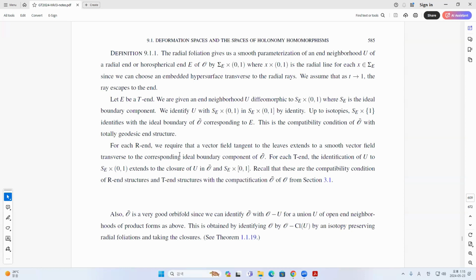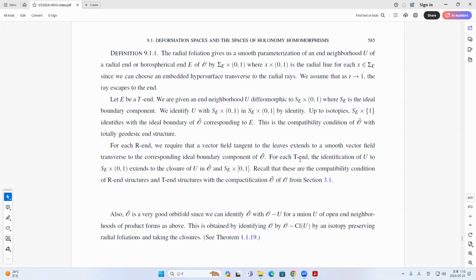And for R ends, we require that the vector field tangent to the radial lines extends to a smooth vector field transverse to the corresponding ideal boundary. So for R ends, the point is that this smooth vector field will extend to the boundary component. When you extend this over by a small bound, you still have the flow, I mean the tangent vector field, going there.